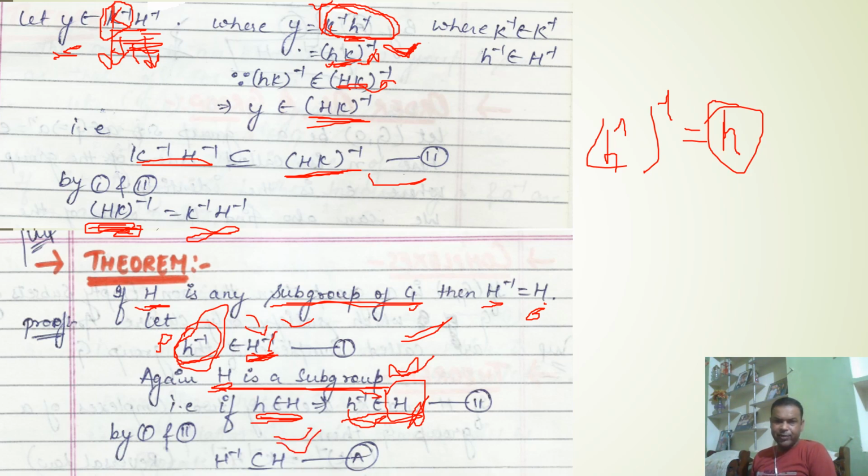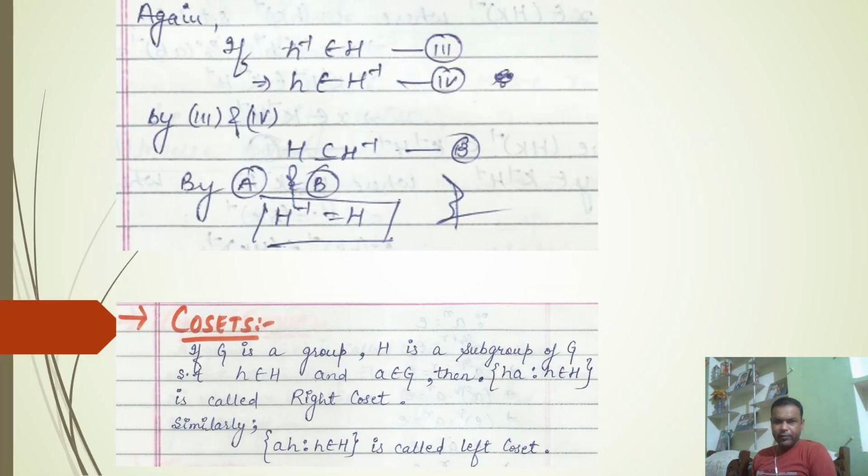In our next slide, we will write this equation first and this equation last. We will write them in reverse order so that we can prove that H inverse is equal to H. Yes, here we have written H inverse in H first and H inverse last. We are writing these two equations in reverse order. It means what was written first we are now writing last, and what was written last we are writing here first.